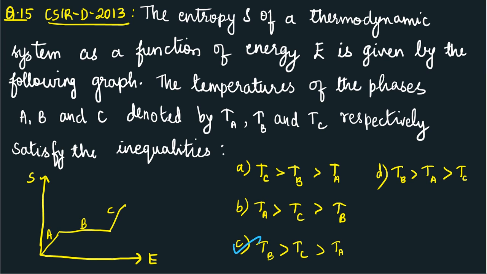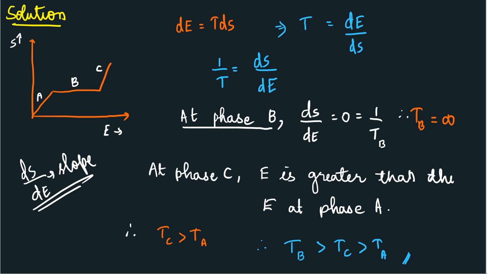It's very simple. You just have to find the relation between the entropy and energy and use this graph. Just see the graph, find the relation between S and E, then you're going to get your answer. Now we know that dU is equal to TdS, where U is the internal energy. So instead of U, I'm going to use E. So dE is equal to TdS. So T will be dE by dS. Now I am considering 1 by T is equal to dS by dE.